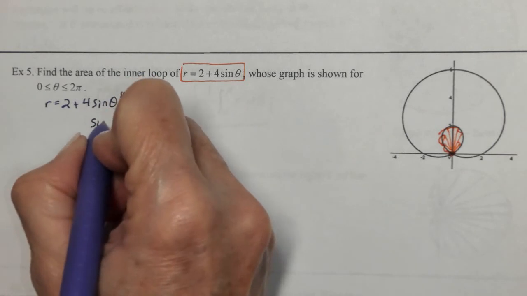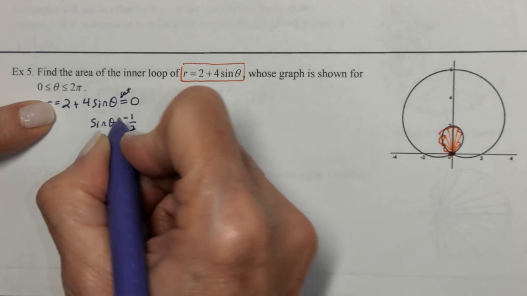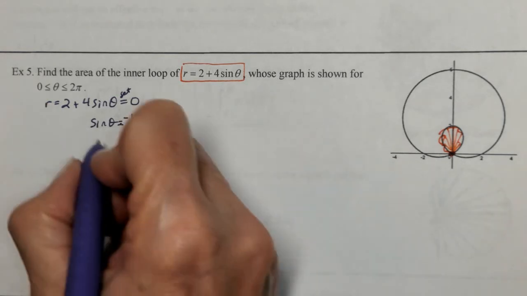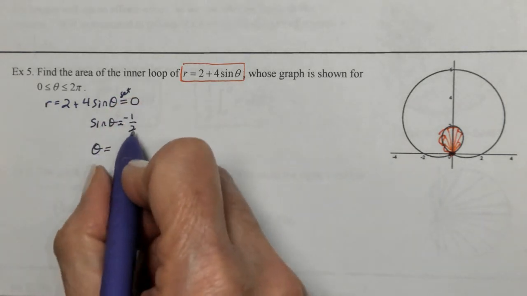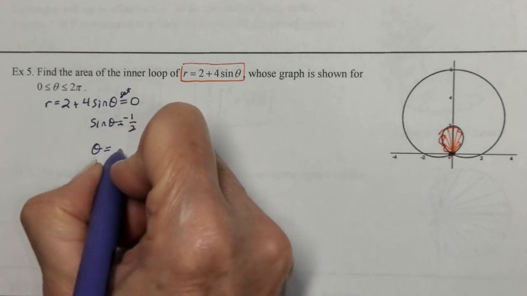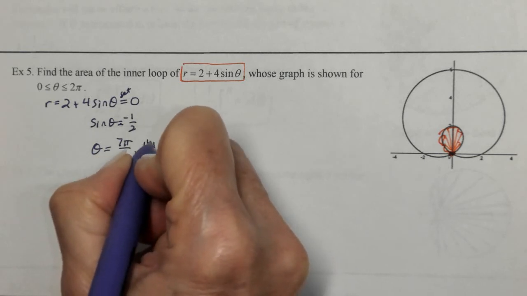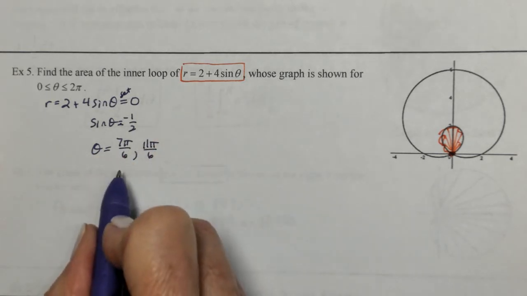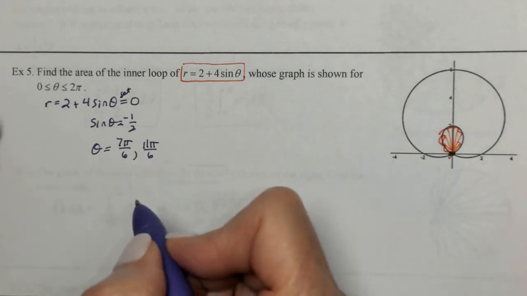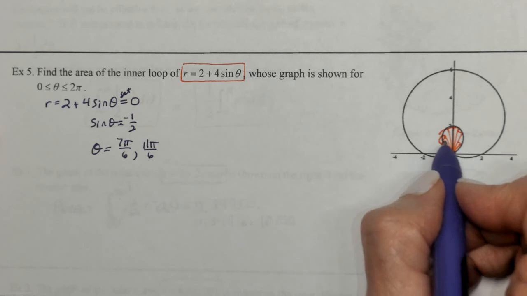So sine of theta will be, I'm subtracting 2, then dividing by 4. So sine of theta is negative 1/2. So theta is, in quadrants 3 and 4, the pi over 6 angles, so 7 pi over 6 and 11 pi over 6. Those are the theta values that bound my inner loop. Okay? Let's think about this.